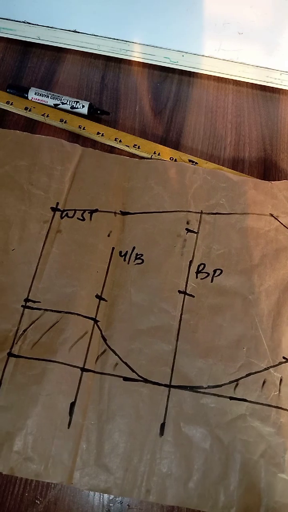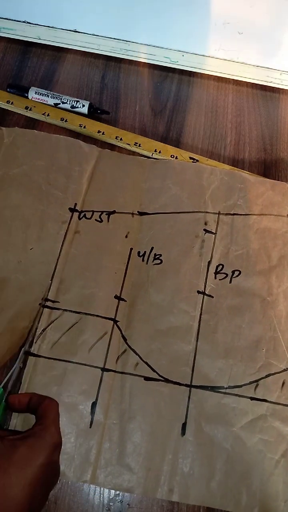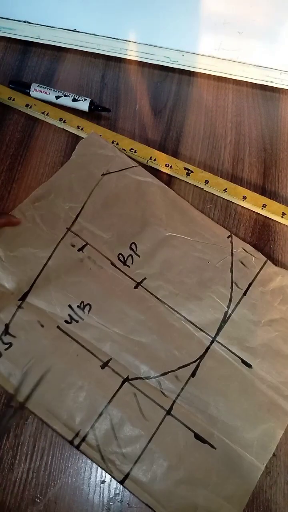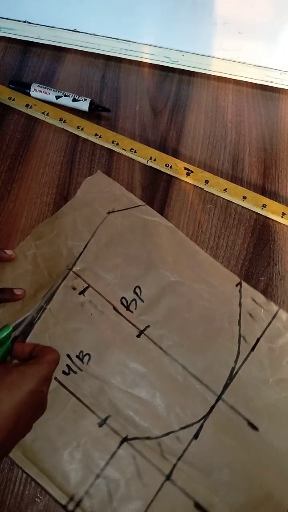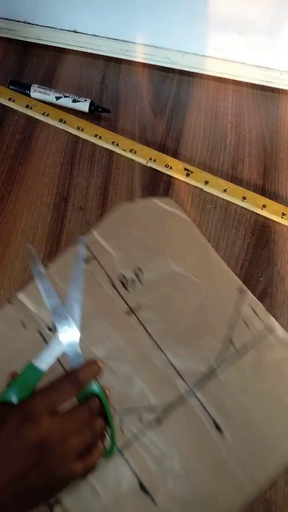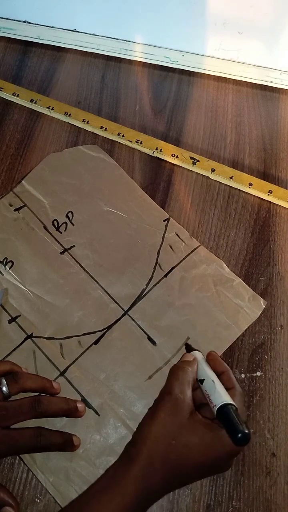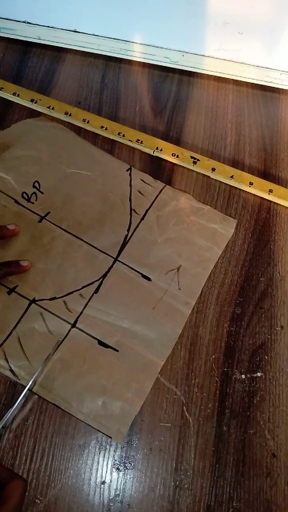So let's cut together now. You can see the way I am cutting. Remember that we've not added any sewing allowance for the down and the upper part of this. So while transferring the pattern to my fabric, I will add half inch up and half inch down for the sewing allowance. Then I used my marker to draw an arrow to indicate the up part of this center front.